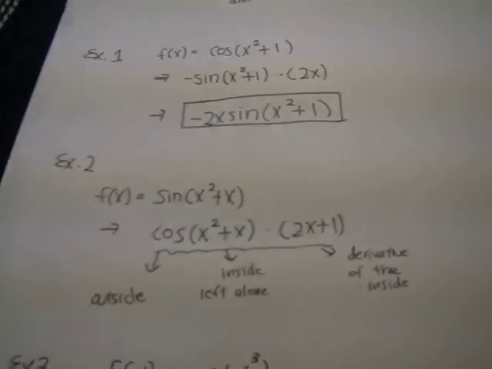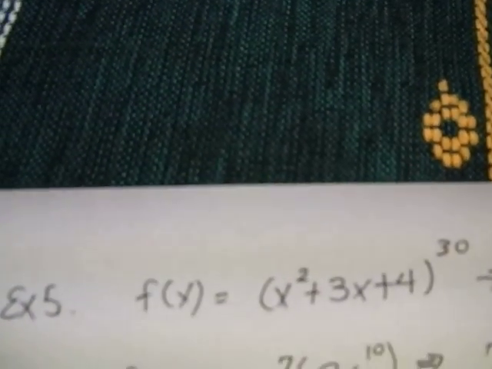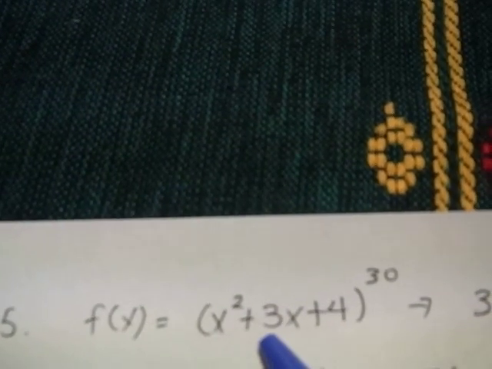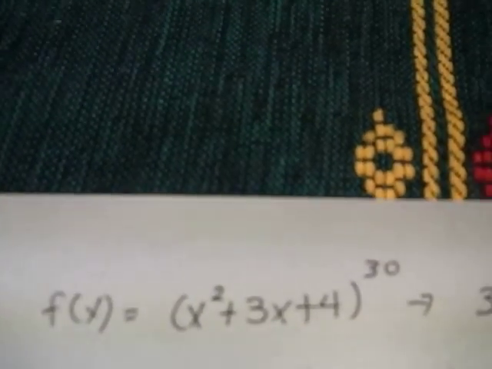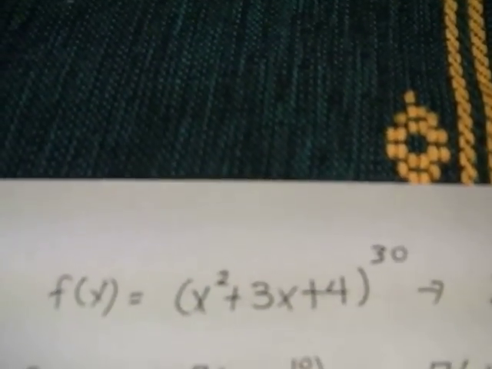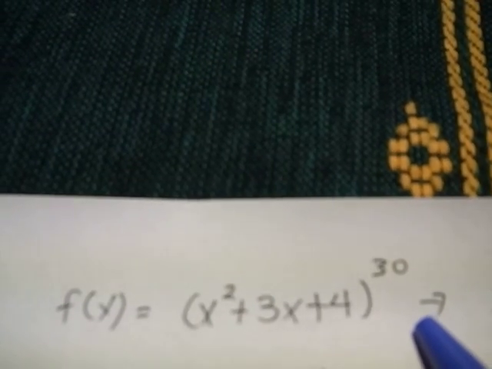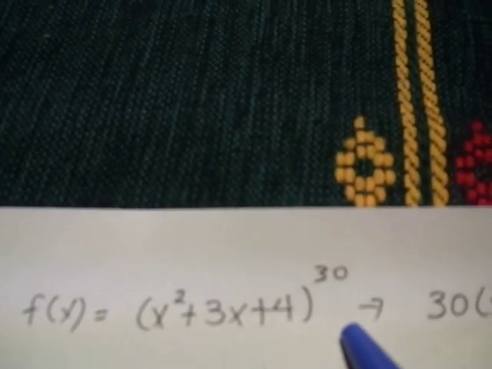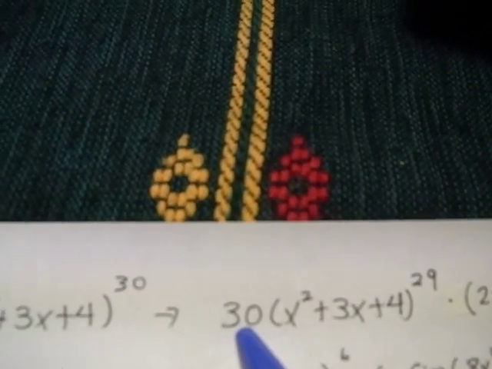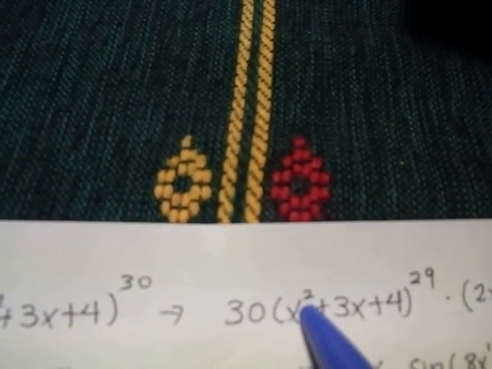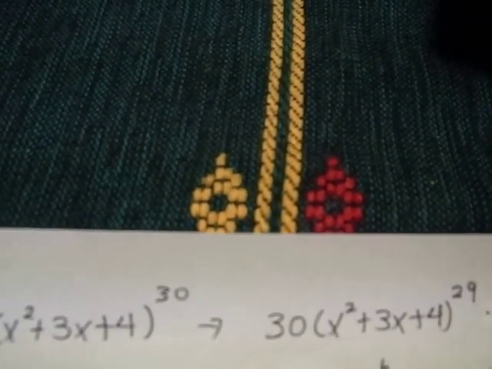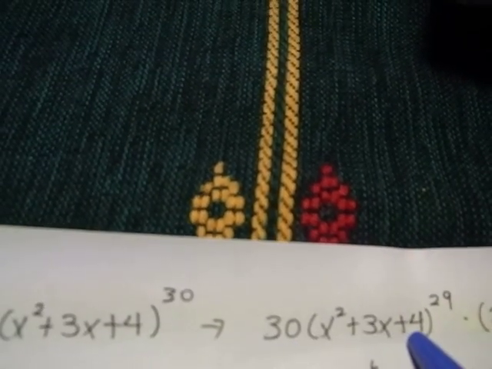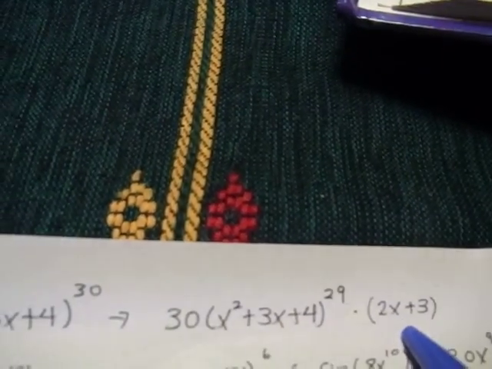Okay, let's look at 2 more examples. This one: f of x equals x squared plus 3x plus 4, parentheses, to the 30th power. Again, finding the derivative of the outside function first by using the power rule, that will give us 30 times x squared plus 3x plus 4, the inner function left alone, to the 29th power, times the derivative of the inner function, 2x plus 3.